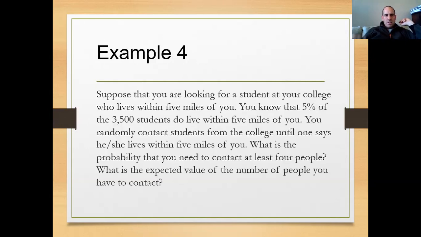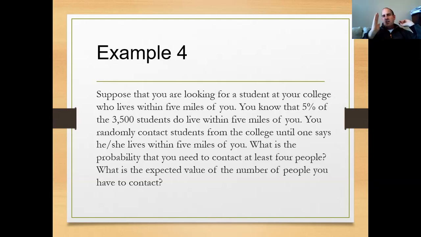Okay. So last example, and we're going to be done here. Suppose that you are looking for a student at your college who lives within 5 miles of you. You know that 5% of the 3,500 students do live within 5 miles of you. You randomly contact students from the college until one says he or she lives within 5 miles of you. What is the probability that you need to contact at least 4 people? Okay, what is the expected value of the number of people you have to contact?